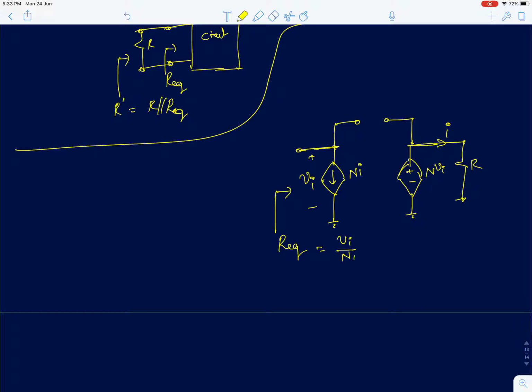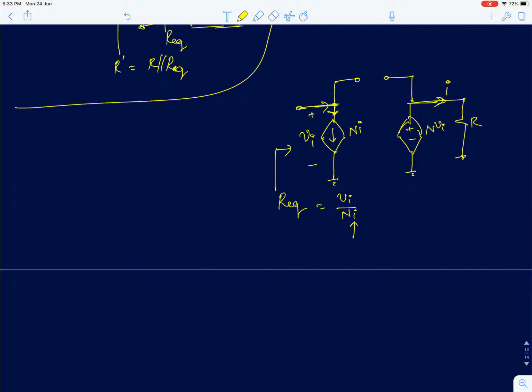So your R equivalent will simply be Vi by Ni. Your goal is now to find the value of Ni, because that is the current flowing here, and to find what is I in terms of Vi. So I from this circuit at this point is simply N times Vi upon R. If I replace that here, I would get Vi by N square into Vi by R. So R equivalent is simply R by N square. The equivalent resistance seen at this point is actually R by N square.